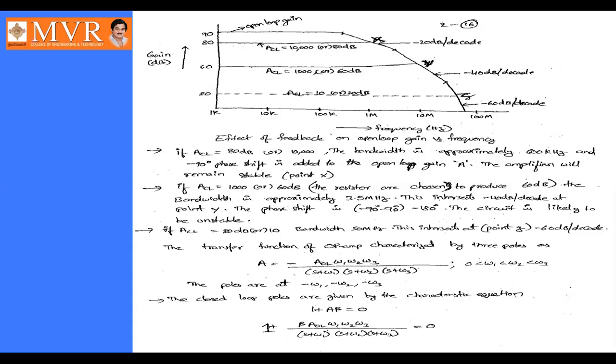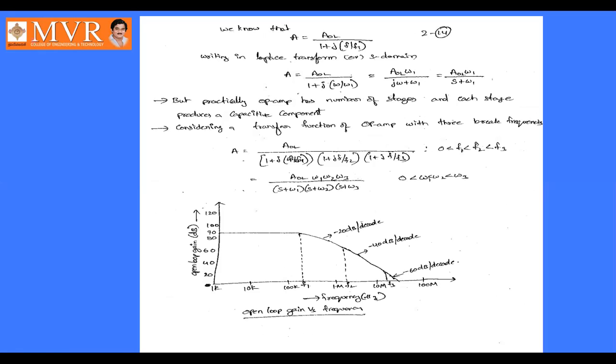So we can observe how to obtain the stability criteria. How to obtain the stability criteria we are going to see now. So the transfer function of the op amp, by observing this graph, is going to depend upon three corner frequencies. So we are going to write the three corner frequencies in S domain. As we have written here, you can see in the S domain we have written here already.